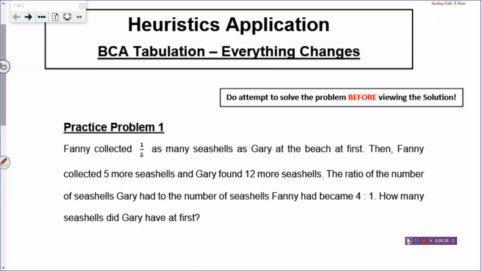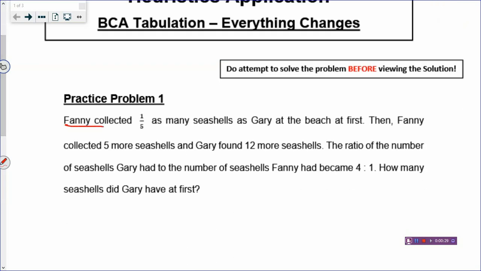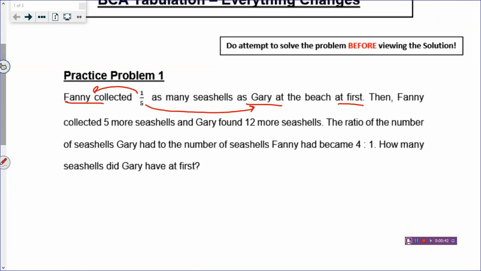So let's read question 1. Now, Fanny collected 1/5 as many seashells as Gary at first. So your numerator points to the first person, denominator points to the second person. So when you see fractions, you have to do arrow pointing because you need to use that to draw the model, and you also need to use that to fill in the boxes for the tabulation, right, for the table.